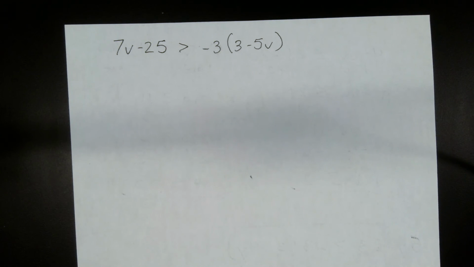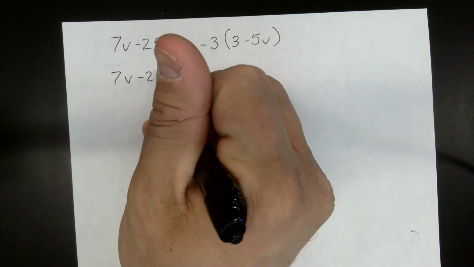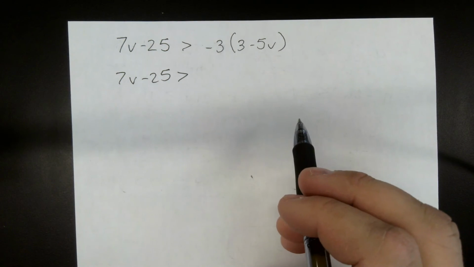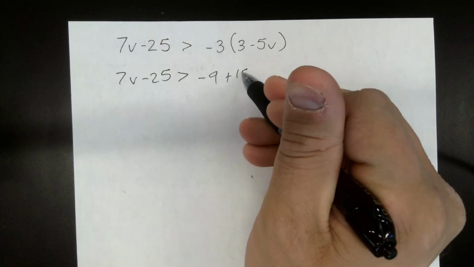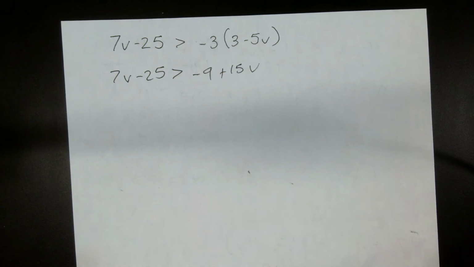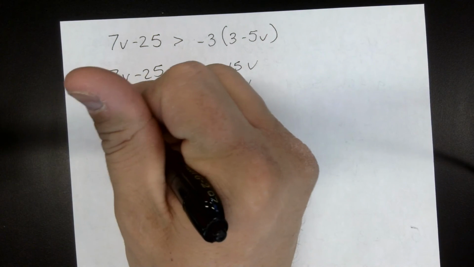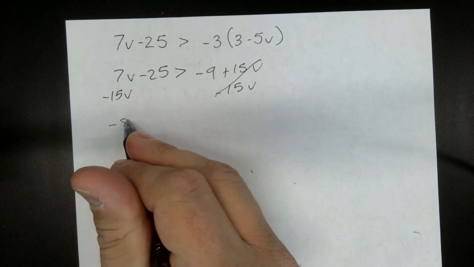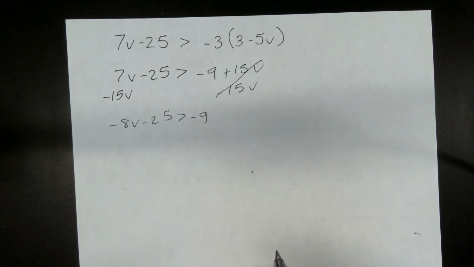Okay, Kennedy, what do I do first? So, Kennedy, what does this become if we distribute? Yep. Awesome. Okay, Kellen, what do I do next? So we're going to subtract 15V. What does this become over here, Kellen? Minus 25 is greater than or equal to negative 9. Mallory, what do I do next?